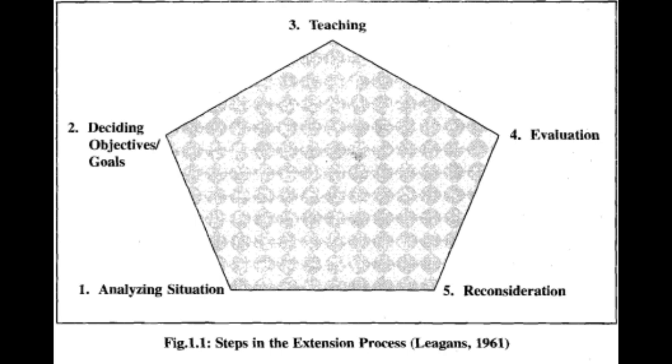1. Analyzing the situation. This requires a large amount of facts about all aspects of the situation where extension work is to be taken up. Information is needed about the people's interests, education, their needs, social customs, farming systems, water bodies, etc. These details can be obtained by conducting participatory rural appraisal, rapid rural appraisal, and these details help in identifying suitable developmental programs to the problems. Look at the screen. Figure 1.1, Steps in the Extension Process, Leagans, 1961.